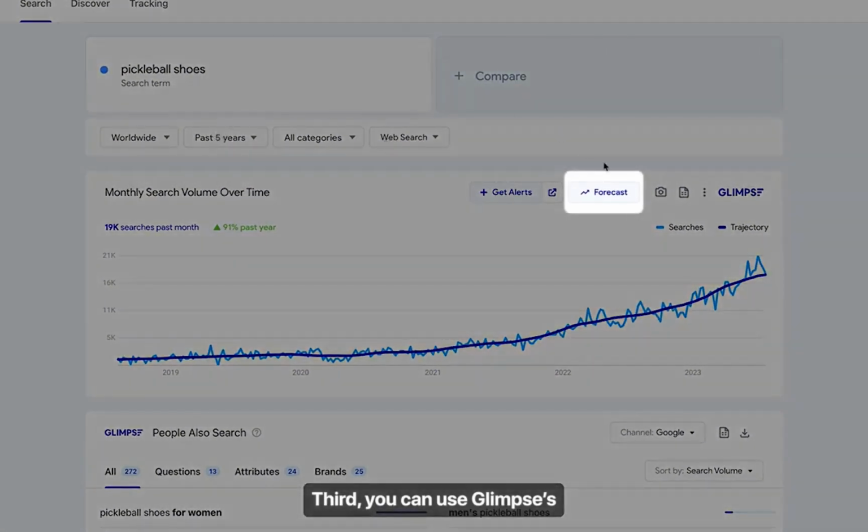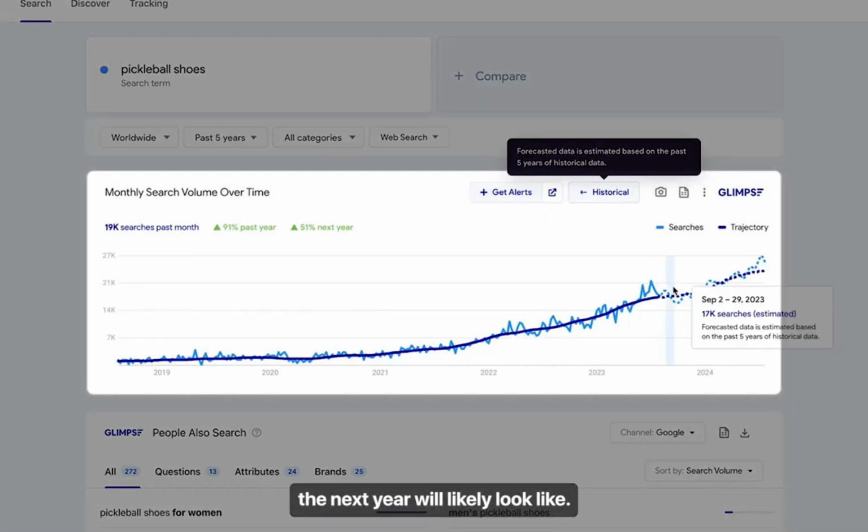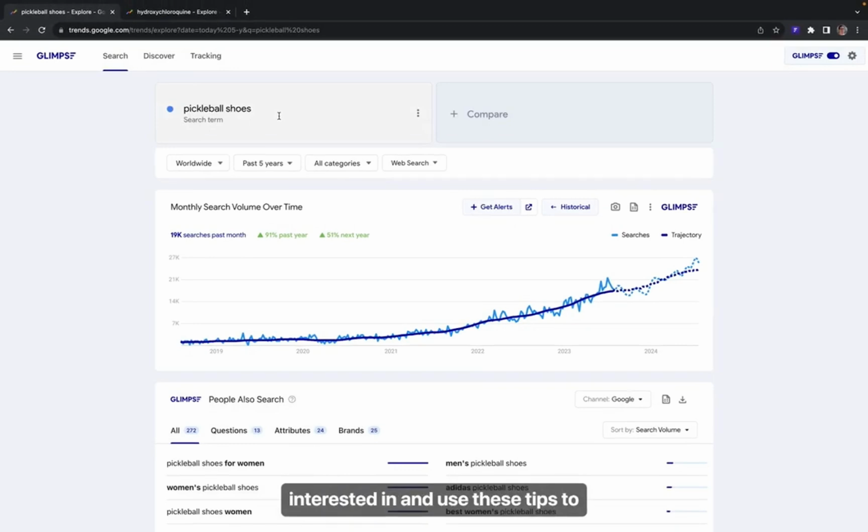Third, you can use Glimpse's forecasting button to assess what the next year will likely look like. Now go look up a topic you're interested in and use these tips to assess whether it's a trend or a fad.